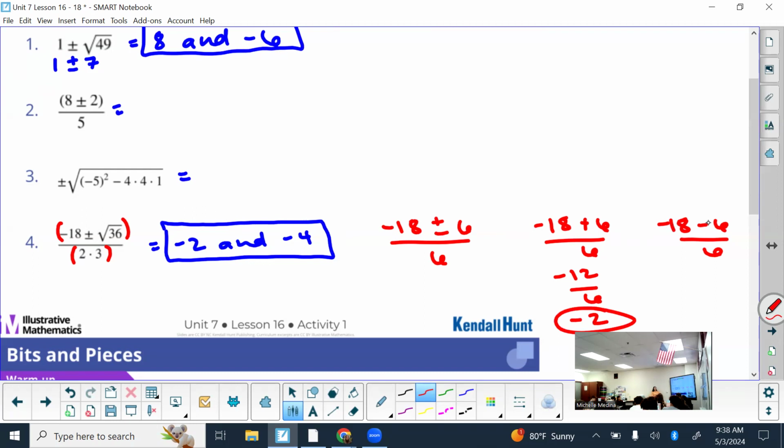Over here we have -18 minus 6, which is -24 over 6, which does give you -4. So, you could use a calculator for all of that. I don't think on Desmos it'll do the plus or minus for you, unless that's something I don't know it does. But you can do that in your calculator. Questions? Okay, so table 9, back to you. What did you get for number 2?